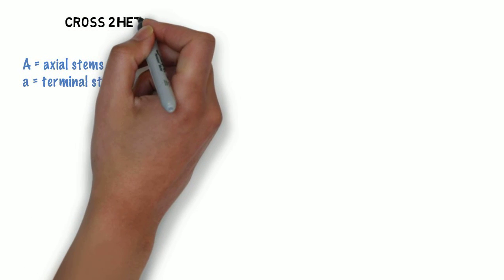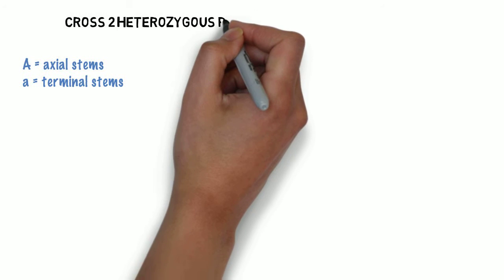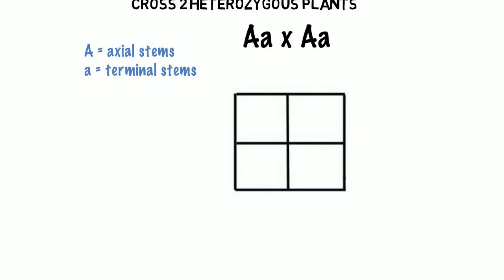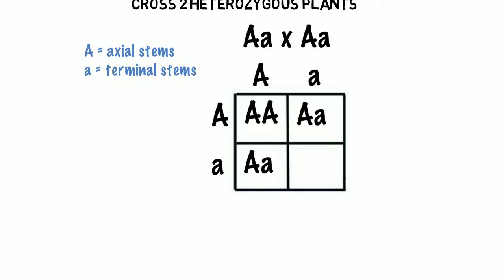If I'm looking at axial stems, which are dominant to terminal stems, I'm using a big A and a little a. My problem is crossing two heterozygous plants. That would be big A little a times big A little a. Here's my Punnett square. Each one of the parents can make a big A and a little a in their gametes, so both the egg and the sperm, and I write down the side. Then I fill in big A big A, big A little a, big A little a, and little a little a. That's what's going to be in my zygote.